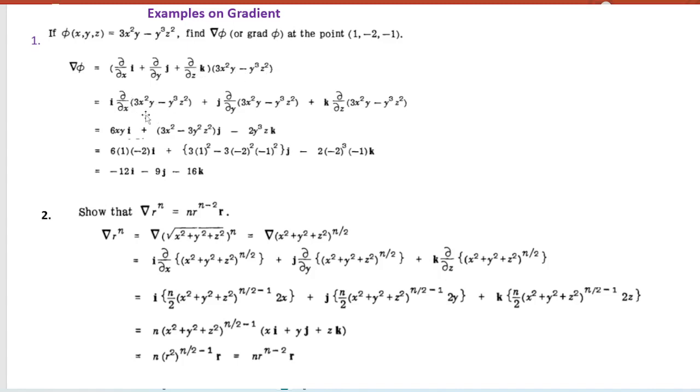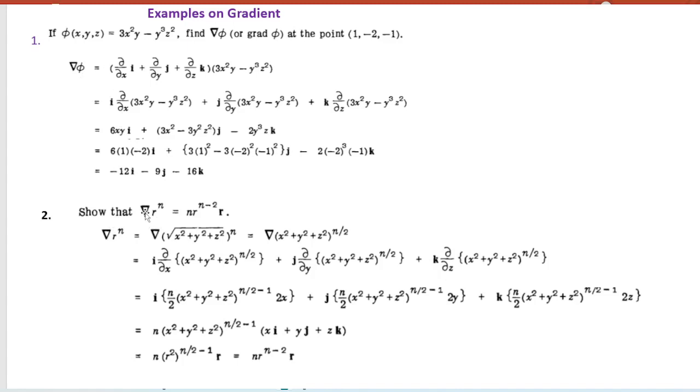So you have to partially differentiate it, and finally we will get a vector 6xy i cap plus (3x square minus 3y square z square) j cap plus (minus 2y cube z) k cap. And if you put the x, y, z values at this point, x equal to 1, y equal to minus 2, z equal to minus 1, then we can find out the gradient at that point.